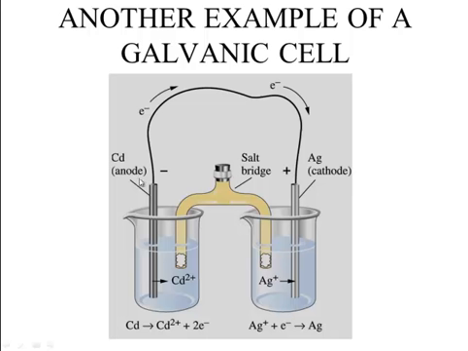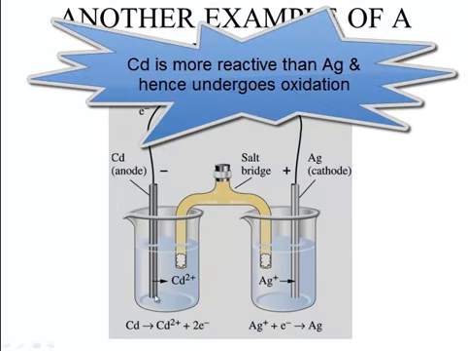There is a cadmium rod dipped in a solution of cadmium ions, whereas on the other side there is a silver rod dipped in a solution of silver ions. Suppose cadmium undergoes oxidation, then we can write the reaction as Cd giving you Cd2+ plus 2 electrons. Basically the cadmium atoms from the rod would jump into the solution as cadmium ions, leaving behind 2 electrons on the rod. Obviously that would make the rod negative or electron rich.